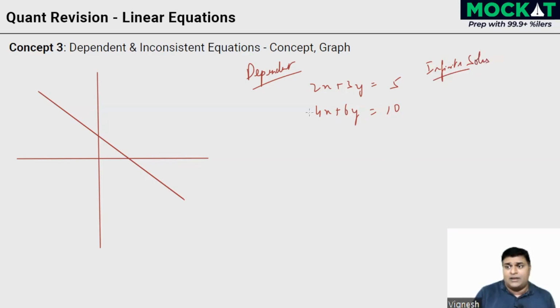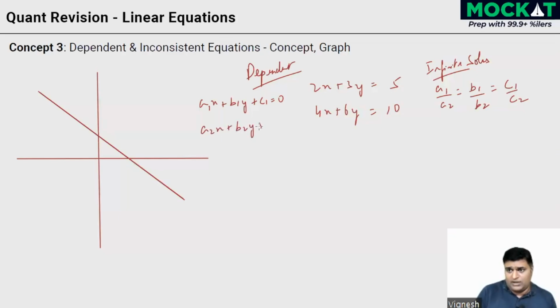When does this happen? When a1 by a2 equals b1 by b2 equals c1 by c2. What are these a1, b1 and all of that? If the equations are a1x plus b1y plus c1 equals 0, where c1 you can take to the other side as well, it doesn't make a difference, and a2x plus b2y plus c2 equals 0, these are the two linear equations. If the ratio of the x coefficients equals the ratio of the y coefficients equals the ratio of the constants, then yes, infinite solutions.